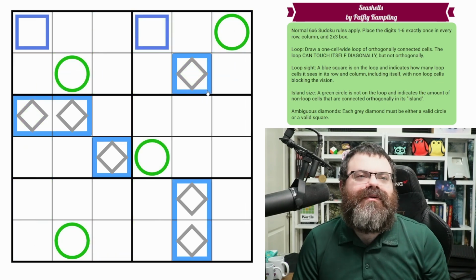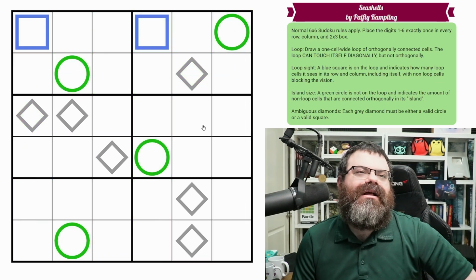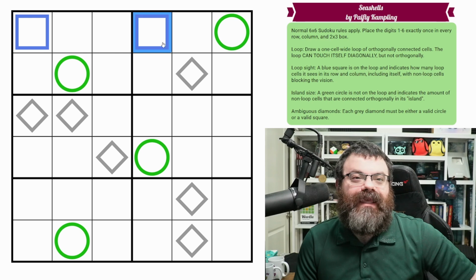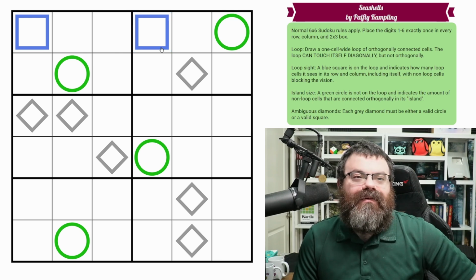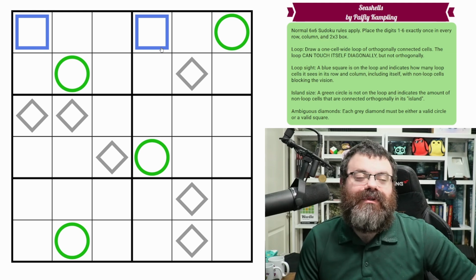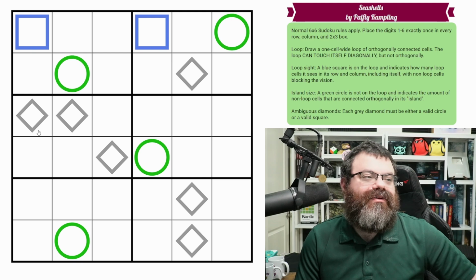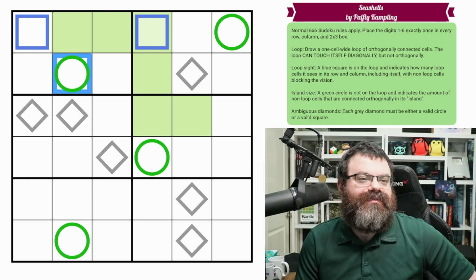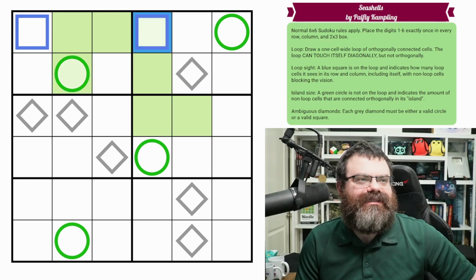All right. So what are the rest of the rules? How do we actually draw our loop? And how do we get digits in the grid? Well, we've got loop sites. These are these blue squares. These indicate how many loop cells it sees in its row and column, including itself, with non-loop cells blocking the vision. So if I did something like this, and then the loop turned here and the loop turned here, this is obviously not correct, but that's an example.